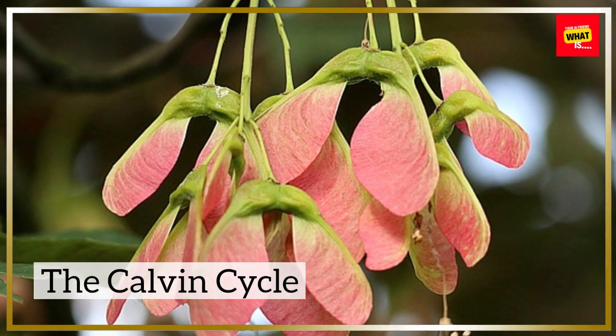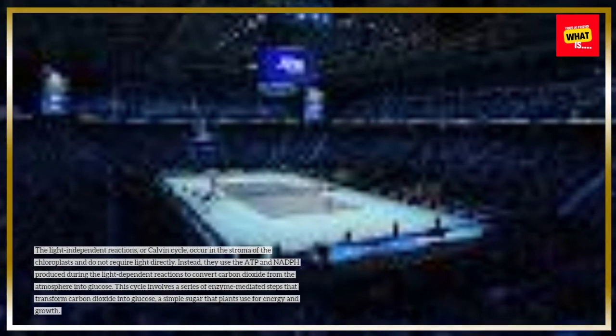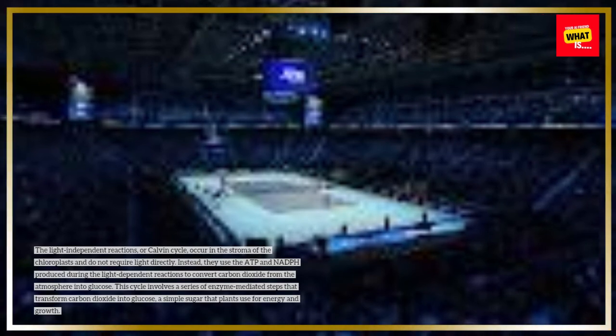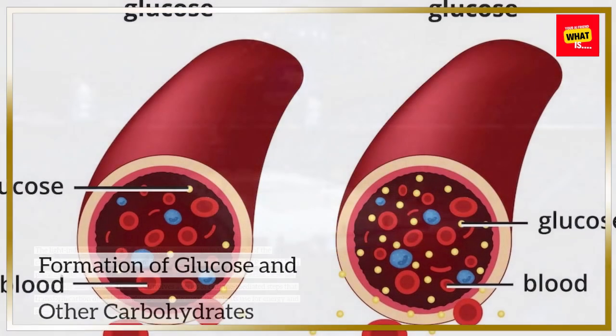The Calvin cycle. The light-independent reactions, or Calvin cycle, occur in the stroma of the chloroplasts and do not require light directly. Instead, they use the ATP and NADPH produced during the light-dependent reactions to convert carbon dioxide from the atmosphere into glucose. This cycle involves a series of enzyme-mediated steps that transform carbon dioxide into glucose, a simple sugar that plants use for energy and growth.